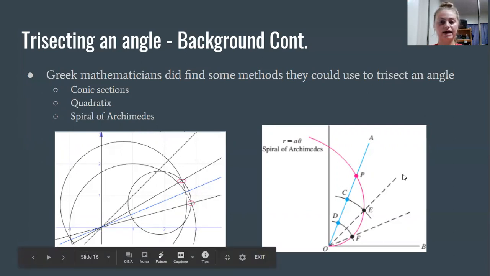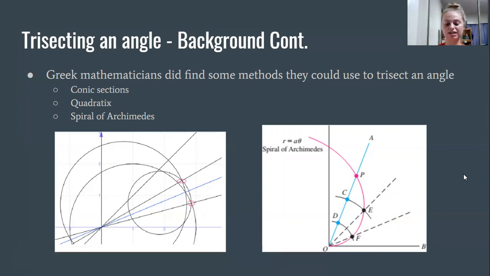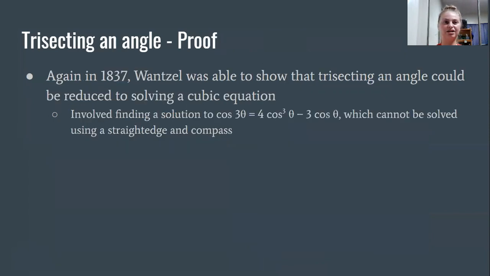And then on the right, this pink line right here is the spiral of Archimedes. From this, we can use that spiral to create 3 equal angles, and we can trisect that angle. And then again, another pretty informal proof. In the 19th century, Wantzel was able to show that trisecting an angle could be reduced to solving a cubic equation.